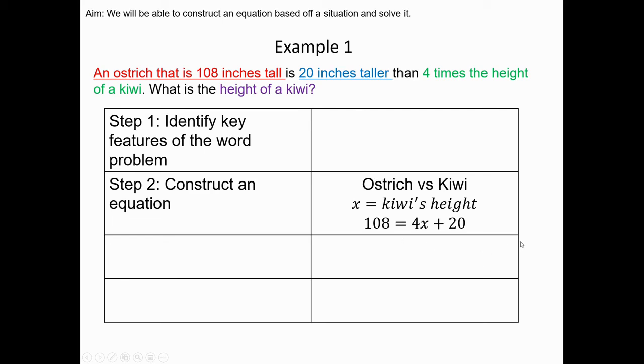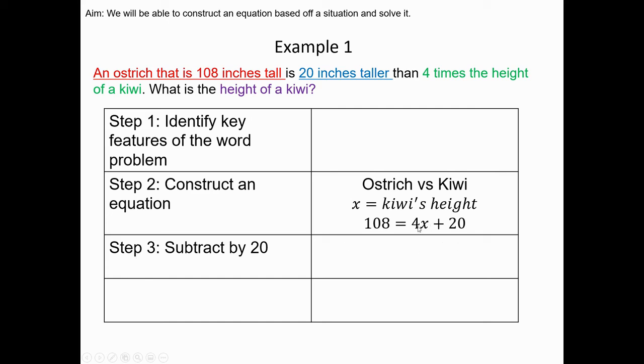Now, the good news is, guys, I know there's a little more work. We actually have to solve the equation, but let's be honest. What's the hardest part of these problems? Is it solving the equation, or is it just setting everything up? Once everything's set up, here's the ostrich's height, and that's equal to this modifier with the kiwi's height. We could just do what we were doing in the previous lesson. Reverse the PEMDAS. Let's get rid of the plus 20 first. So the next step is to subtract by 20.